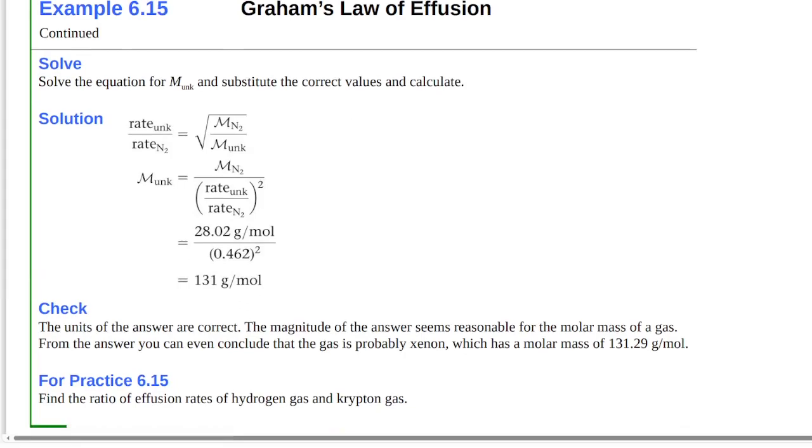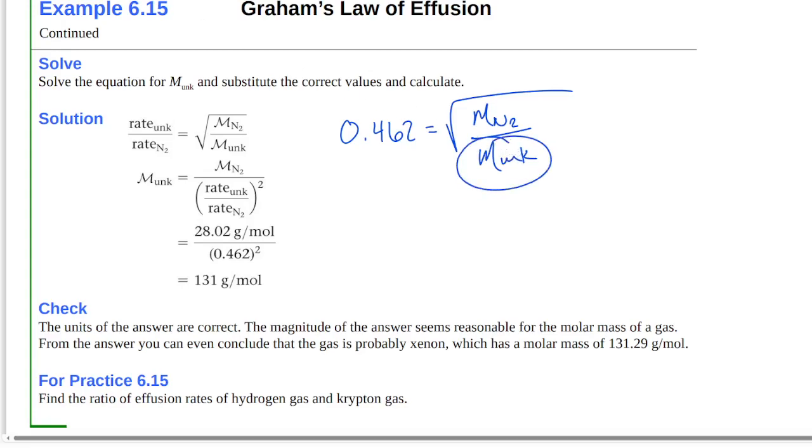So 0.462 is equal to the square root of the molar mass of N2 divided by the molar mass of the unknown. So how do we get rid of the square root? Because we need to solve for the molar mass of the unknown. We need to get that on a side by itself. So in order to do that, we square both sides. Okay, and that gets rid of the square root on the right.